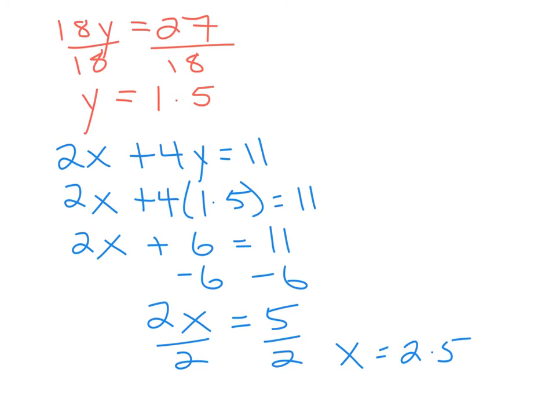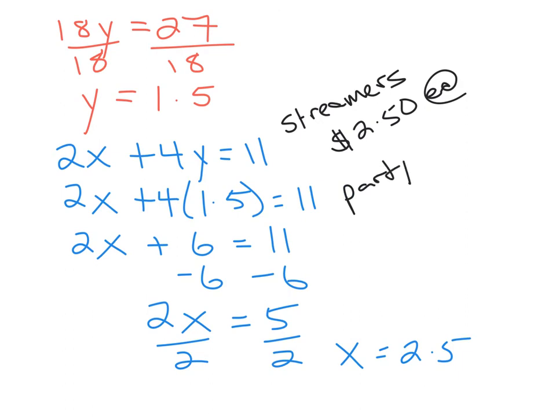So again, final answer, you need to not write it as an ordered pair, but label what each of these numbers means. So streamers were $2.50 each, and party hats were $1.50 each.